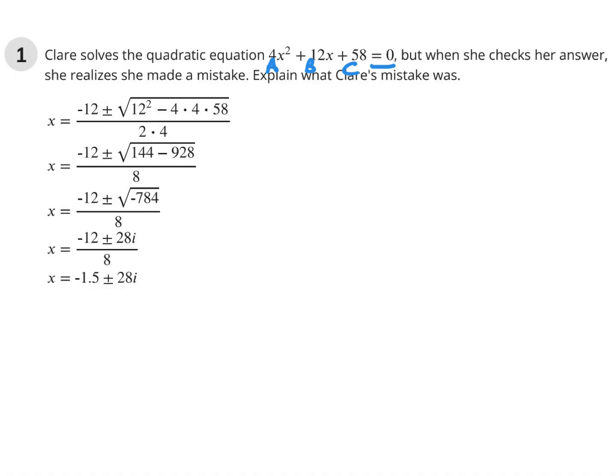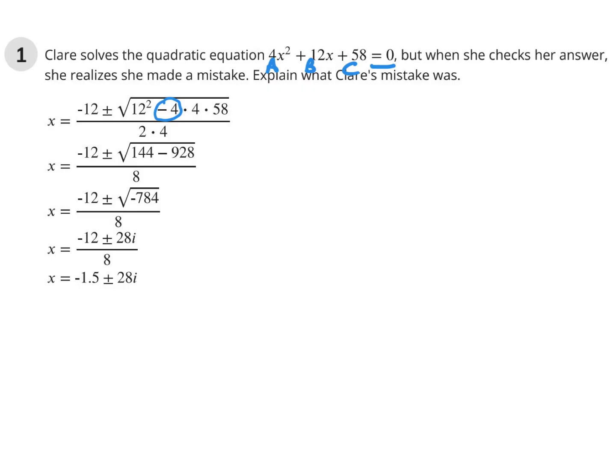So now when I plug it in, I get negative B, which is negative 12, plus or minus the square root of B squared, 12 squared, minus 4. This is part of the quadratic formula. The minus 4 always goes with it. 4 is A, 58 is C. Multiplying that all out, you get 144 minus 928, which is negative 784.